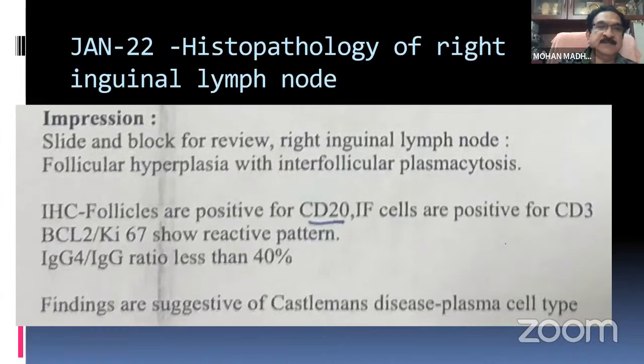The second opinion of the histopathology was that on IHC, immunohistochemistry, follicles are positive for CD20. Then immunofluorescent cells are positive for CD30, CD3, and some other BCL2, I do not know what that thing is. Anyway, findings are suggestive of Castleman disease, plasma cell type. That is the final opinion on the lymphadenopathy they took.